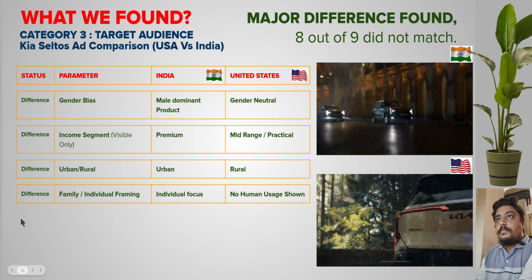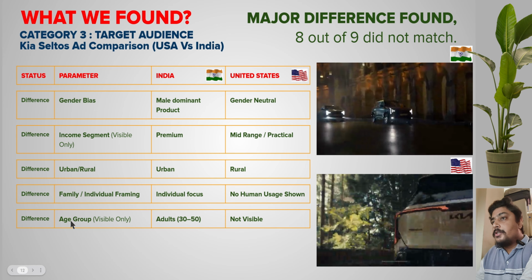Now the fourth parameter in the target audience section is family or individual. In the Indian ad, it is a completely individual focused ad, an individual male focused ad, and in the United States human usage was not shown in the ad. For age group, when we see the Indian ad, we can see that it is targeting male adults between 30 to 50, but in the United States it's not visible.